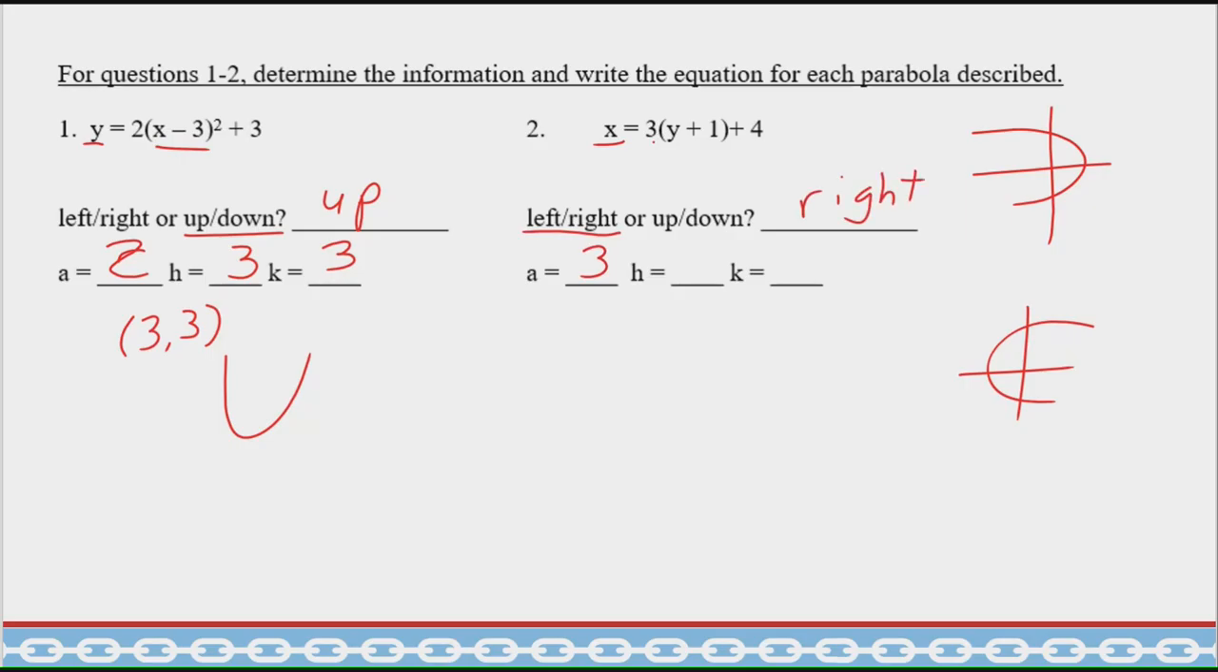H and k are flip-flopped in these x equals equations. Y and k go together, so our k value is inside the parentheses, so it is opposite. Our h value is outside of the parentheses, so it is the positive 4 because that's what it shows in our equation. So this would have a vertex then at 4 comma negative 1.